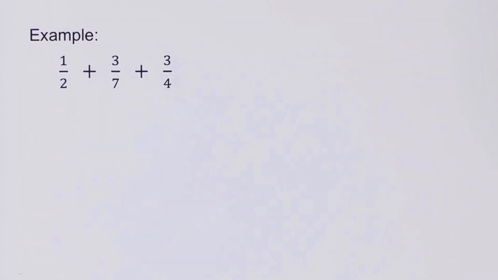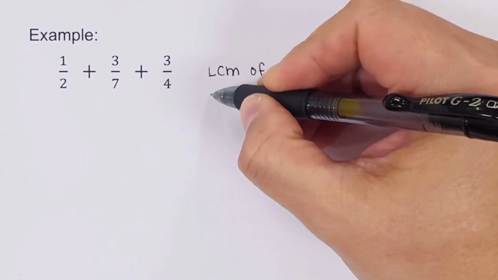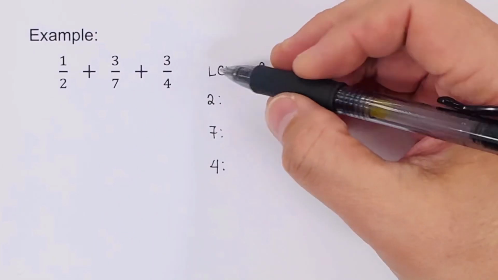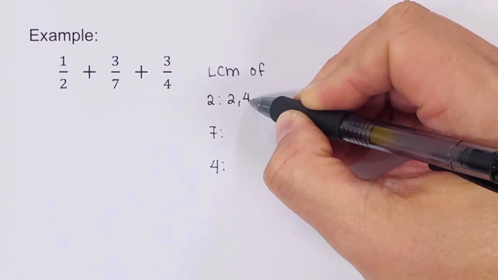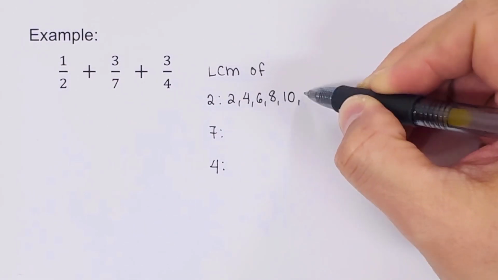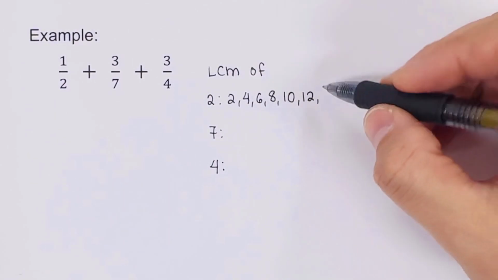In this problem here, we are given three fractions. So we first have to find the LCM of 2, 7, and 4. When we say LCM, we count by that number. So we're going to count by 2. I'm just going to go ahead and write that down here. That would be 2, 4, 6, 8, 10, 12. And then I will continue the rest of the multiples.